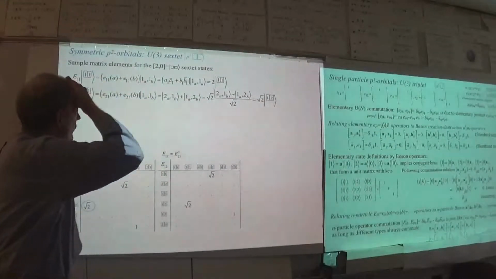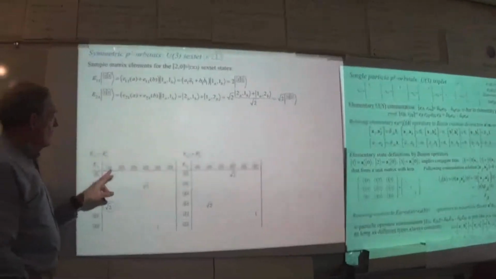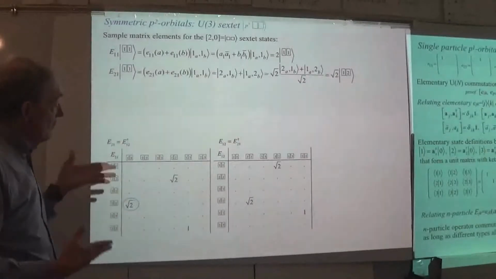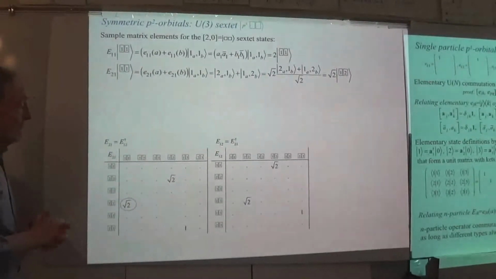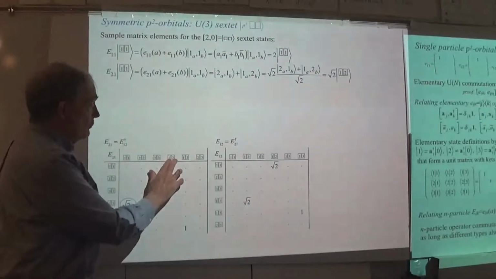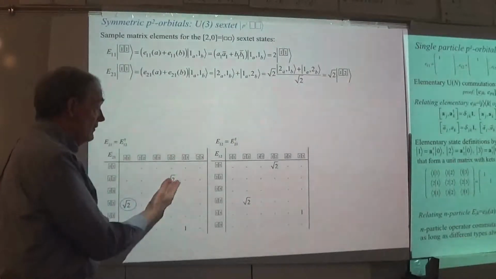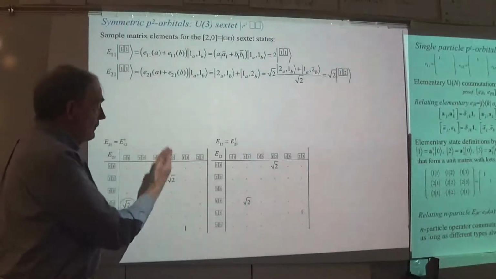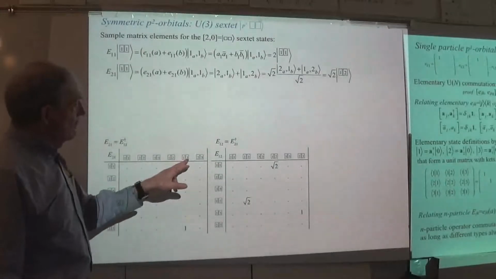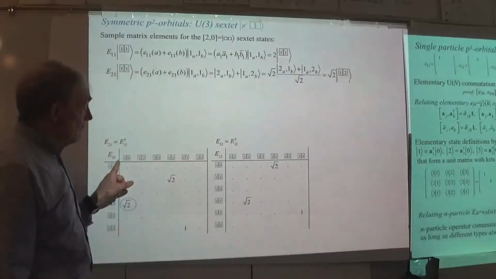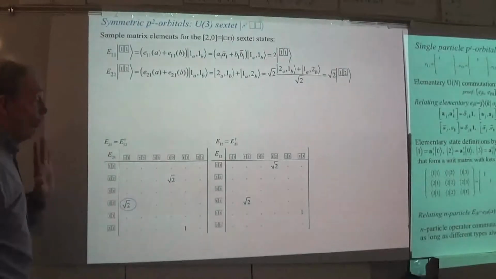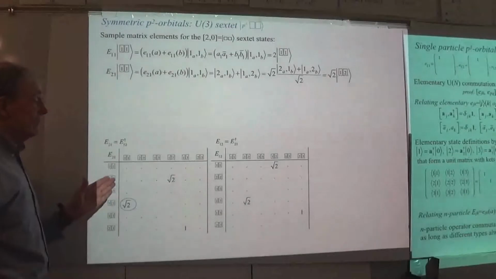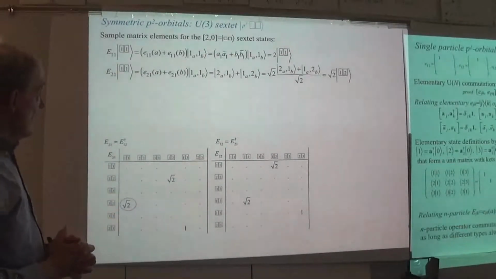And there are 6 of those. Symmetrized 1,1, symmetrized 2,2, and symmetrized 3,3. Well, they're already symmetrized just in their primitive form. But then 1,2 really means 1,2 plus 2,1 normalized. That's 1,2 plus 2,1 divided by the square root of 2. And the same thing for 1,3, and the same thing for 2,3. But when you're done, you have 6 orthogonal states to work with, and that's an irreducible representation basis for U3.